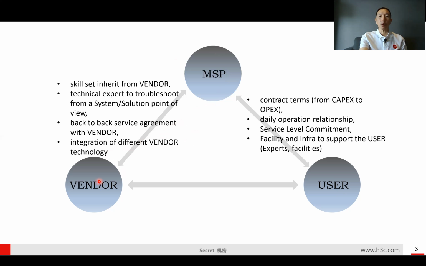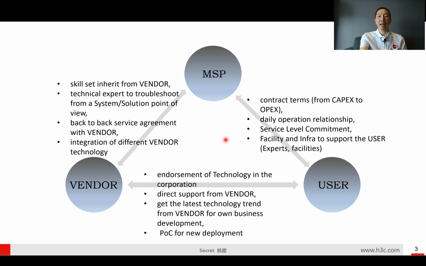How about the relationship between the vendor and the user? Actually, when we go to the managed service business model, somehow the vendor and the user already have some relationship. Likely, the user needs to endorse a technology within their corporation. So a lot of vendors will propose different kinds of technology, and this must be endorsed by the user. Otherwise, if the MSP proposes something and the user does not endorse it, it will be a big challenge. That's why most of the time, the vendor will directly touch base with the user.